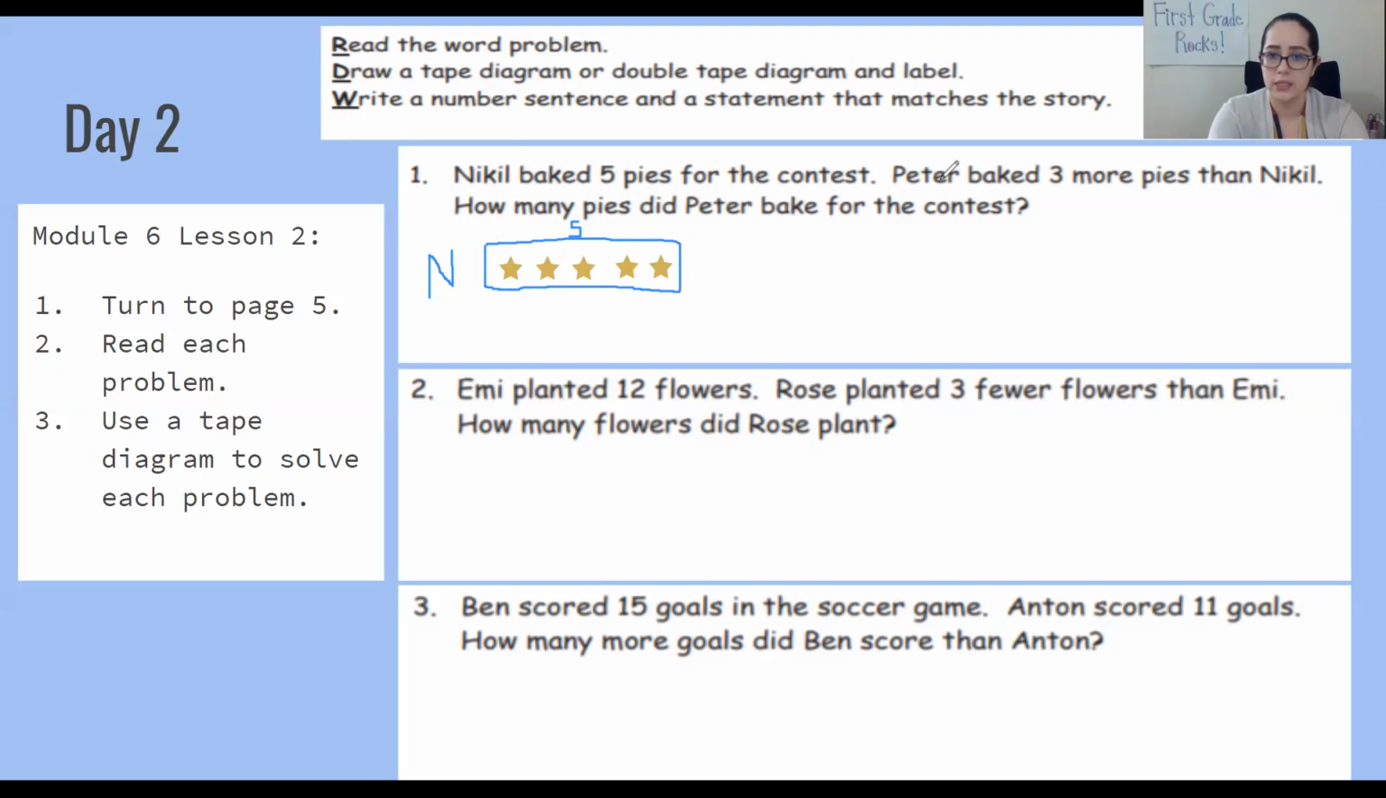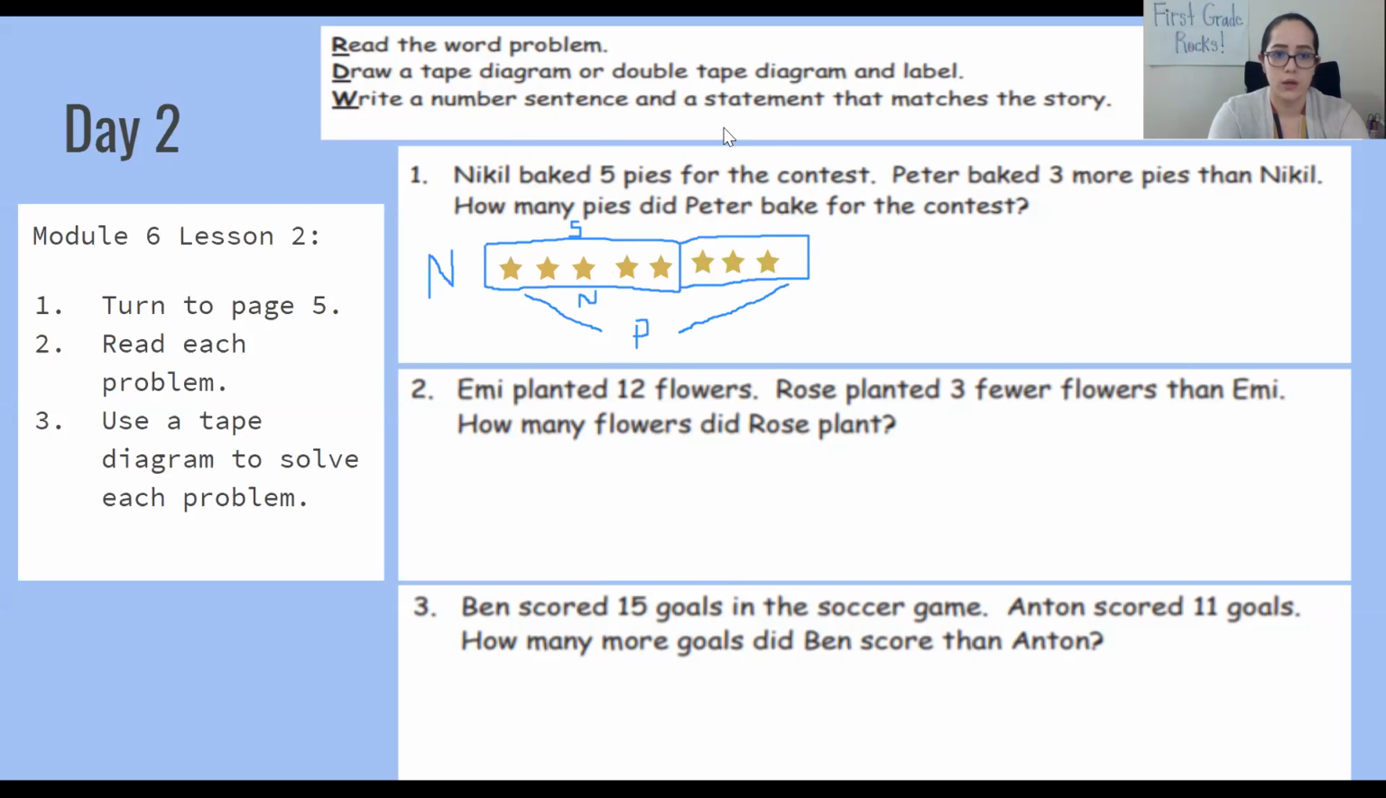All right, second sentence. Peter baked 3 more pies than Nickel. Okay, so I'm going to go ahead and just use one tape diagram for this problem. So I'm just going to add on. Okay, so I'm just going to go ahead and relabel so I know this is for Nickel and this is for Peter. And he baked 3 more, so I'm going to draw 3 more. 1, 2, 3.